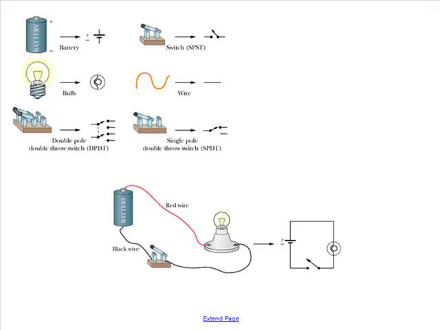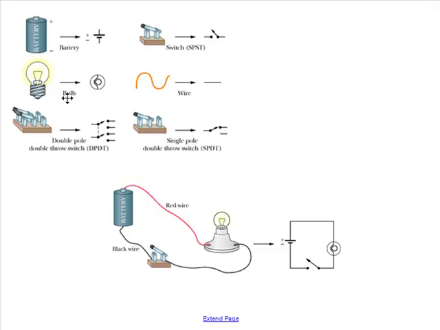Now when we draw a circuit, we need some simplified notation, because drawing a nice picture of a battery and a light bulb and a switch gets very difficult very quickly. So we have symbols for things. For example, a battery is symbolized by a long straight line and a short straight line parallel to it. The long straight line represents the positive terminal, the short straight line represents the negative terminal. A wire is simply represented by a straight line.